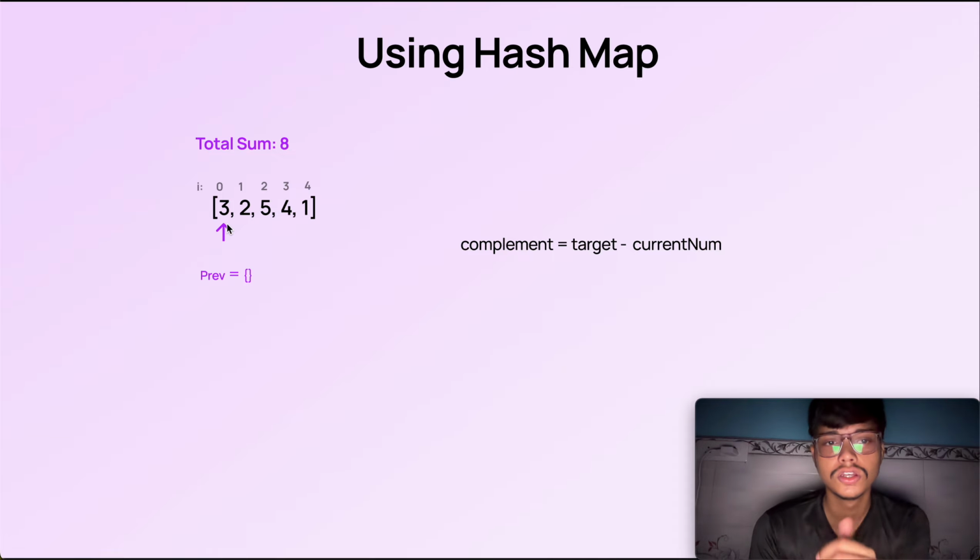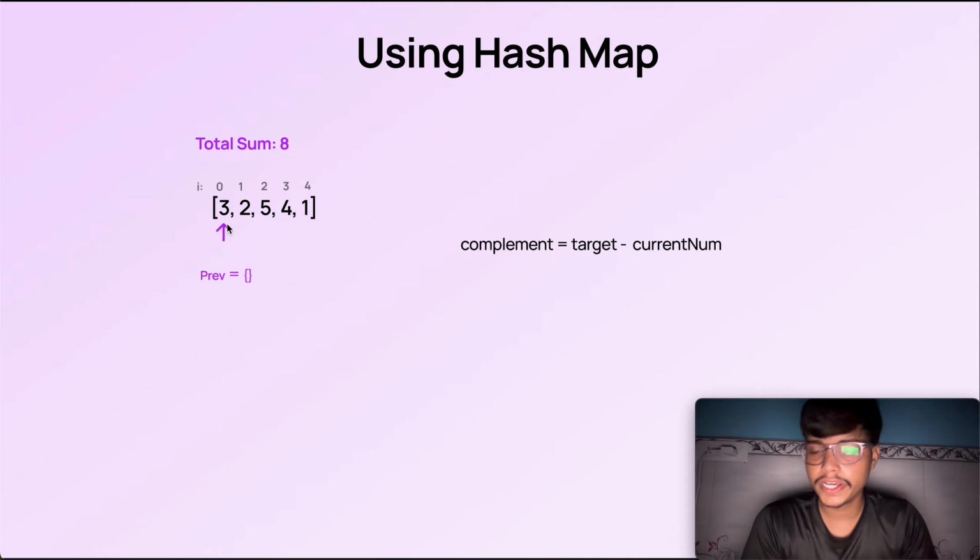Let's start. Now there is one simple trick, or simple thing, that we need to know, which is basic math. For example, a plus b equals target sum. So what will be b? b equals target sum minus a. This is simple algebra that we are using here.